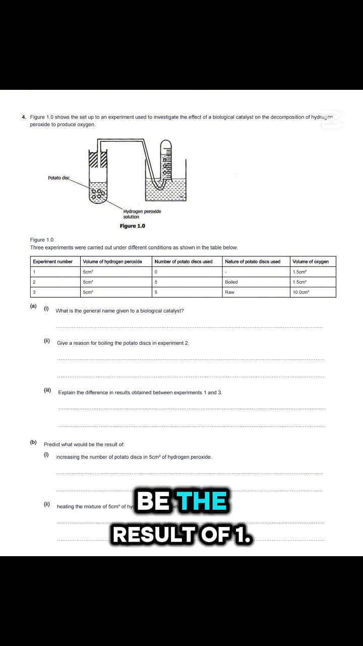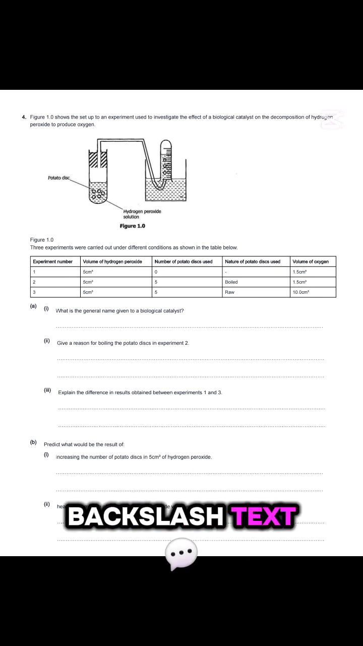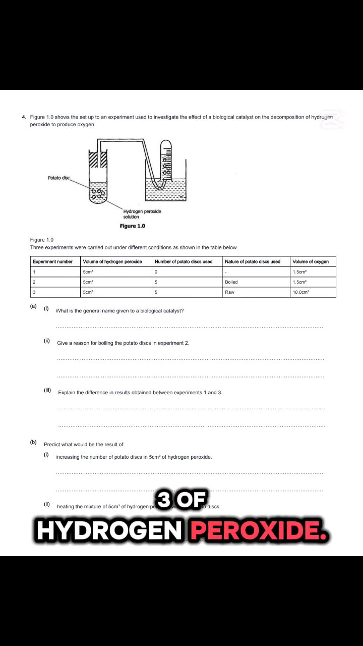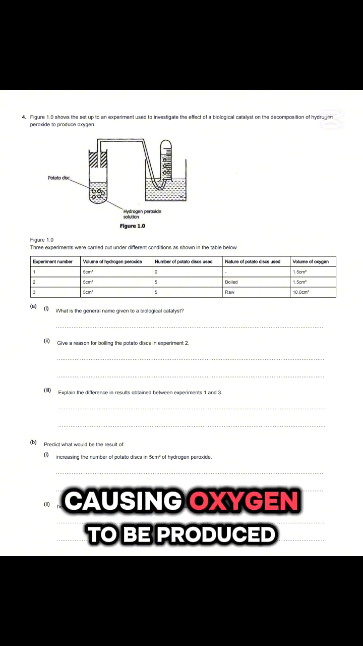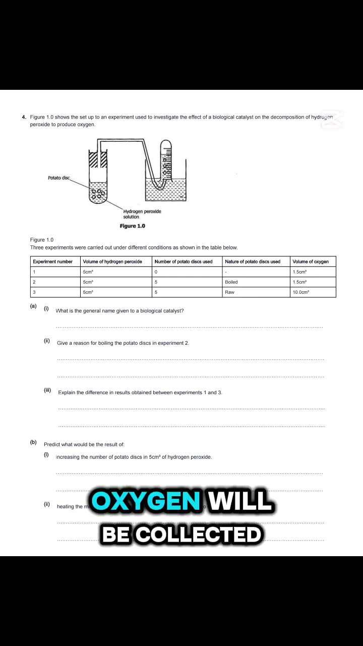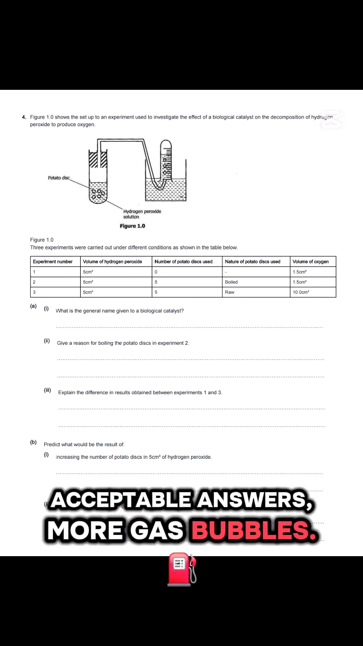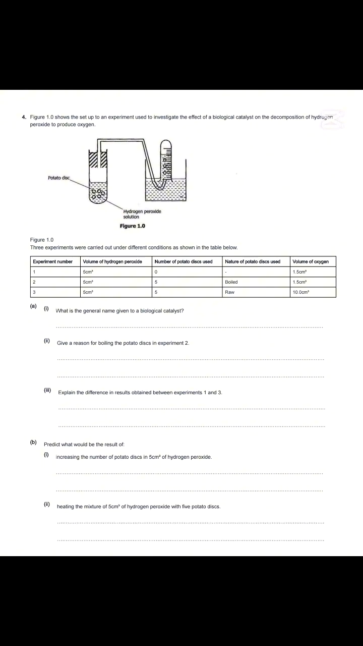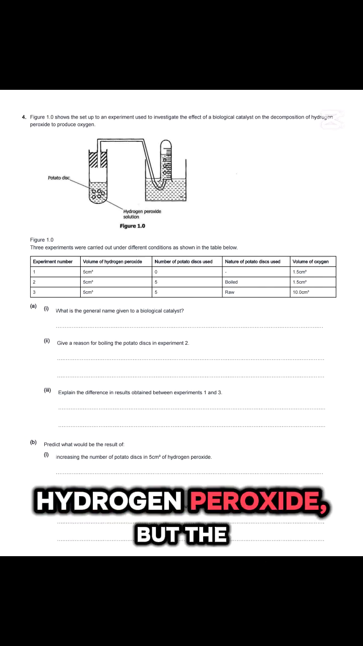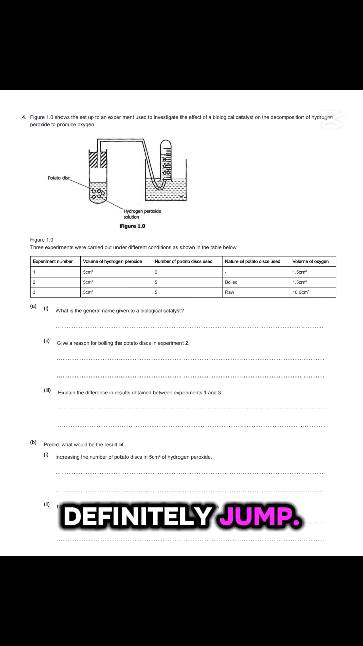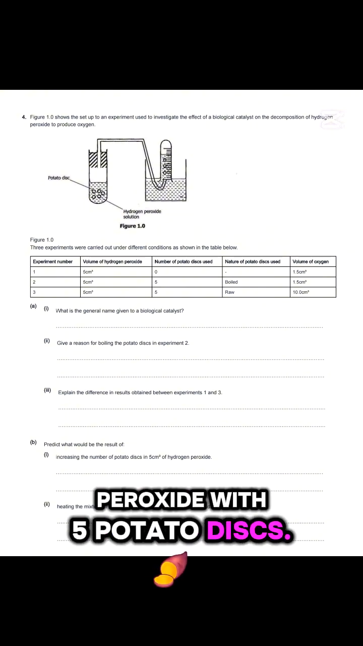B. Predict what would be the result of 1. Increasing the number of potato discs in 5 cm3 of hydrogen peroxide. Correct answer: the rate of reaction will increase, causing oxygen to be produced much faster. A higher volume of oxygen will be collected in a shorter period. Acceptable answers: more gas bubbles, oxygen will be produced quickly. Note: the final total volume of oxygen depends on the limiting reactant hydrogen peroxide, but the initial rate of production will definitely jump.